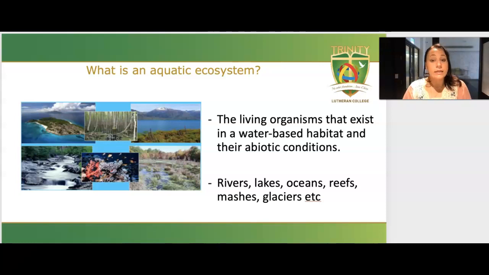Let's start easy. What is an aquatic ecosystem? Well, it's the living organisms that exist in a water-based habitat and the abiotic conditions that go with that. It includes things like oceans, lakes, rivers, reefs, marshes, those sorts of things that are mostly water-based. That can be freshwater or saltwater, or a combination of both.